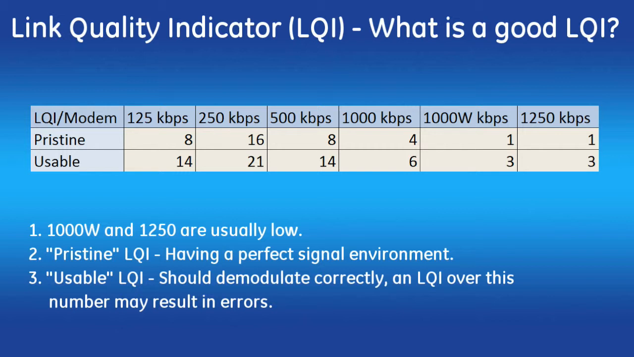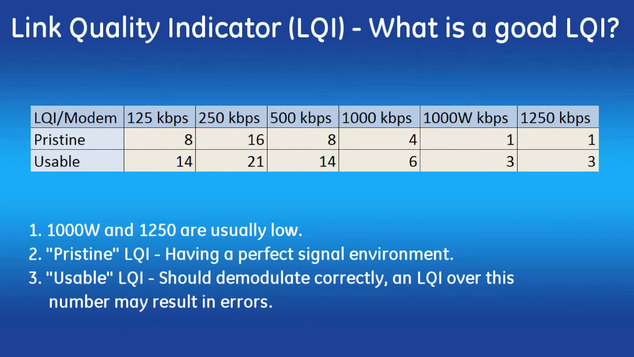First off, the LQI on modems 1000W and 1250 are usually low. If you see an LQI value, then a signal is present. Due to the receiver's wide bandwidth in 1000, 1000W, and 1250 modems, the dynamic range is lower, which typically results in a low LQI. For the remaining modems, pristine means in an absolutely perfect signal environment, the best LQI will be less than or equal to the number in the table.